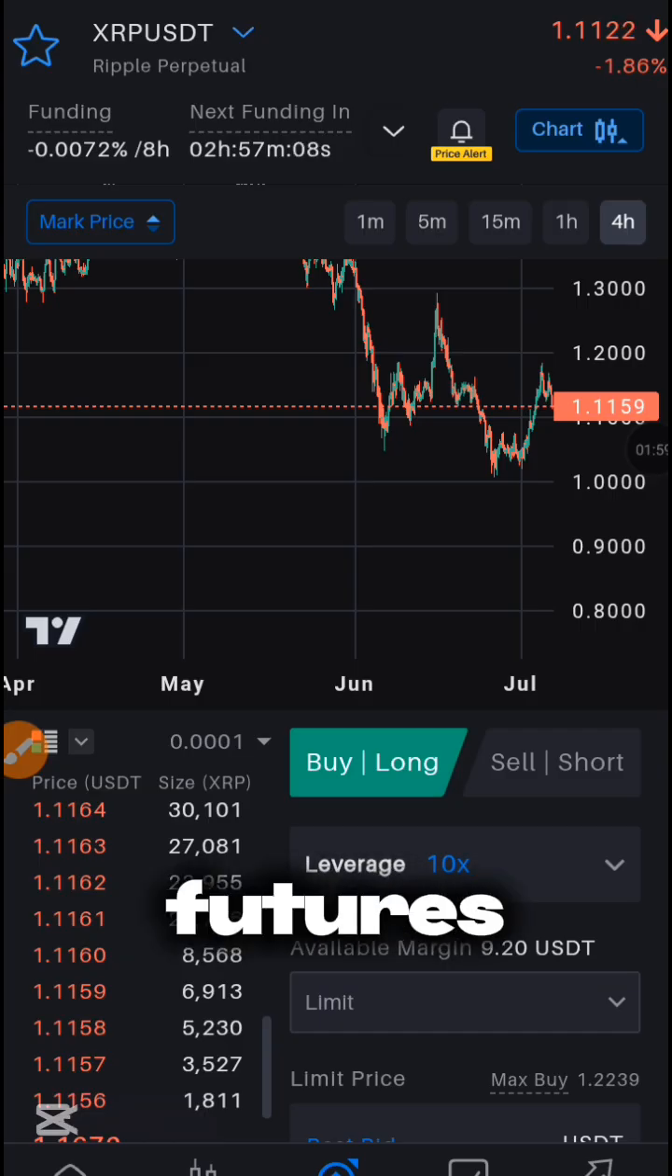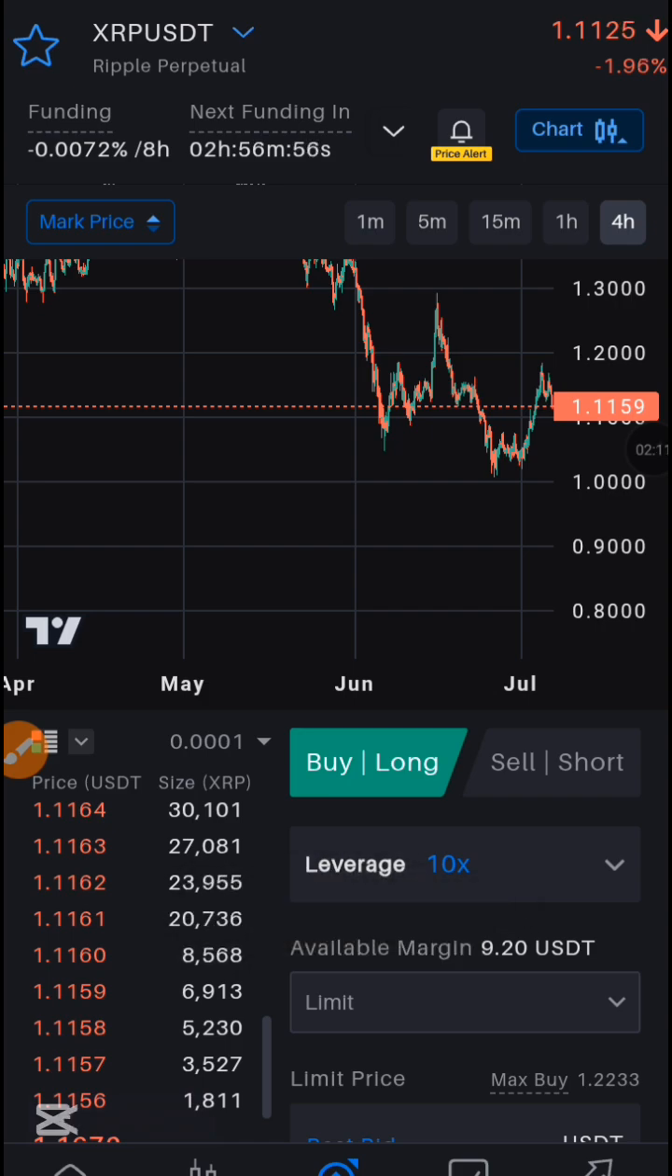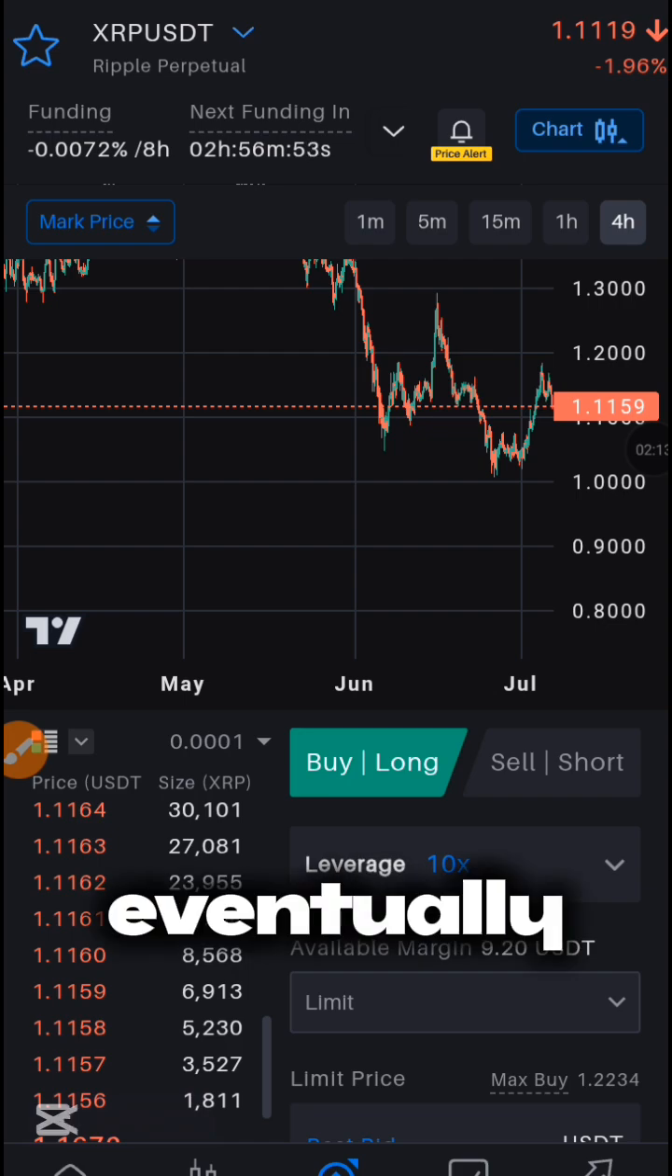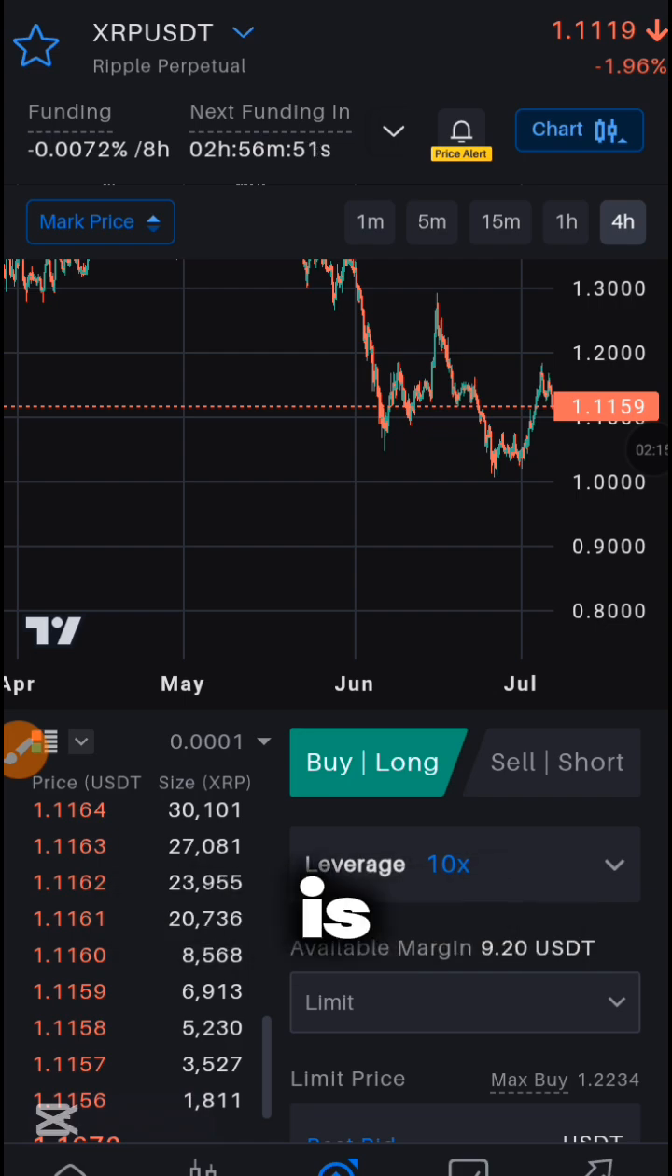Unlike normal futures trading, if you are buying, another trader is actually willing to sell to you before your trade can go through. And if you are selling, that means another trader is also willing to buy before your price will eventually trigger. So that is funding rate.